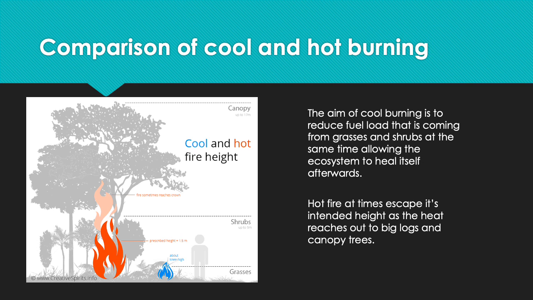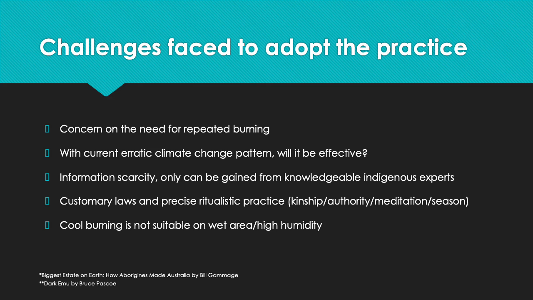As you can see, this is a comparison of cool burning and hot burning. The aim of cool burning is to reduce fuel load that is coming from grasses and shrubs, at the same time allowing the ecosystem to heal itself afterwards. The slow fire is intended to allow animals and other creatures to find shelter. Hot fire at times escapes its intended height as the heat reaches out to big logs and canopy trees.